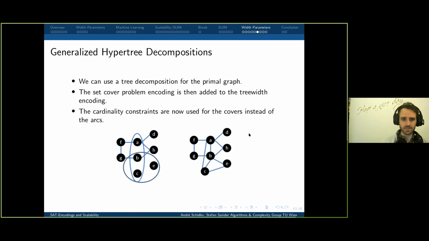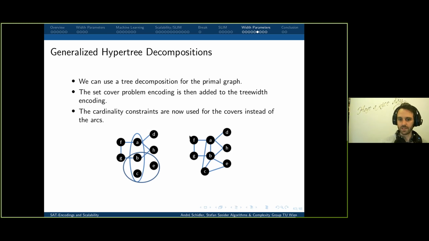And the way this works is that you use a tree decomposition for the primal graph. The primal graph is just the graph where you connect all the adjacent vertices. So AD is an edge here that's normally here. Here you have a hyperedge A, B, and C, where you connect AB, AC, and BC. So all these hyperedges become cliques in the primal graph.